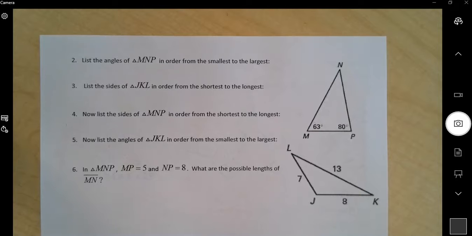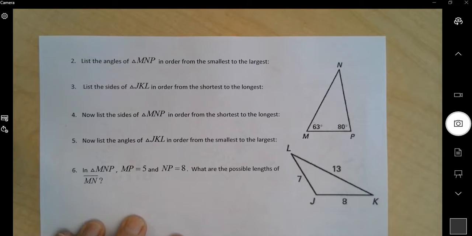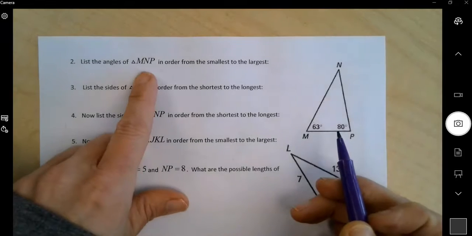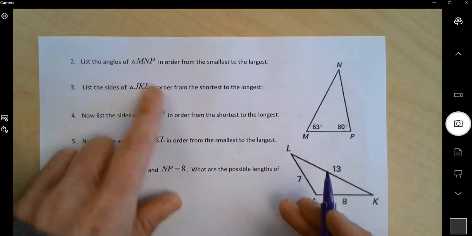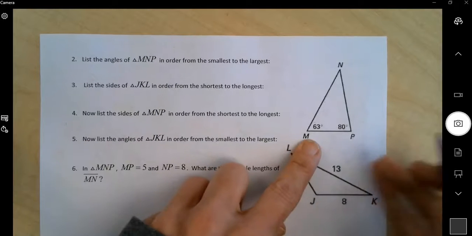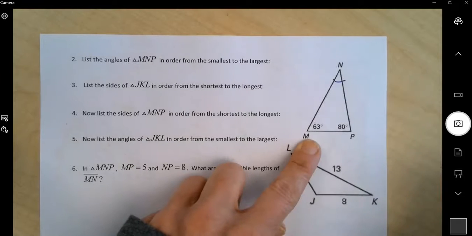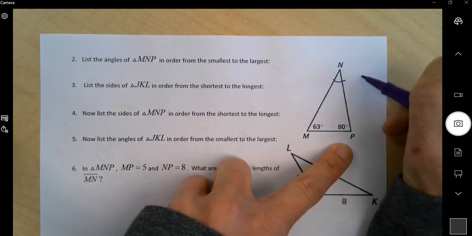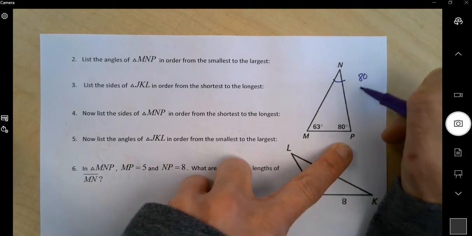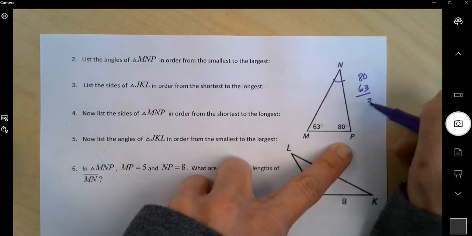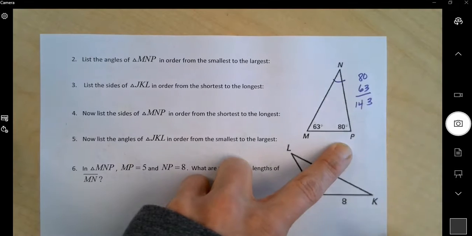All right, so let's take a look at this warm-up. List the angles of M and P in order from smallest to largest. Okay, so I need to find angle N first. Did you add 80 and 63 and get 143?